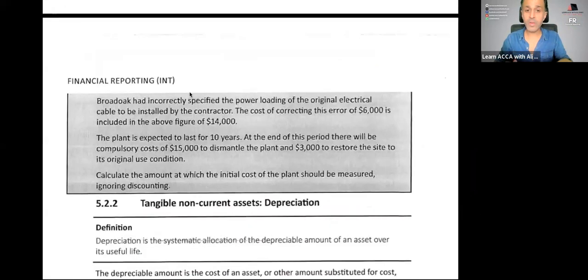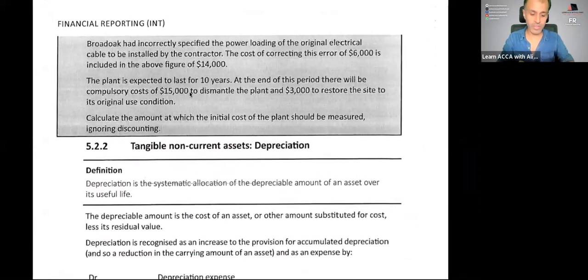See, the requirement of the question is exactly what we have just done. They say calculate the amount at which the initial cost of the plant should be measured. But that's what we have been debating for the past 15 minutes or so, or not. Ignoring discounting.